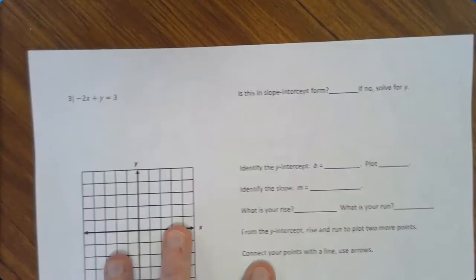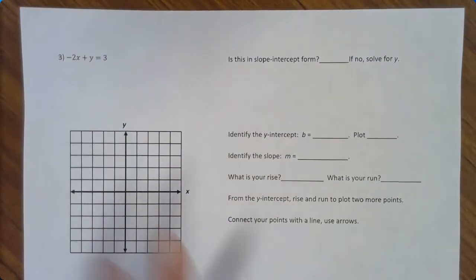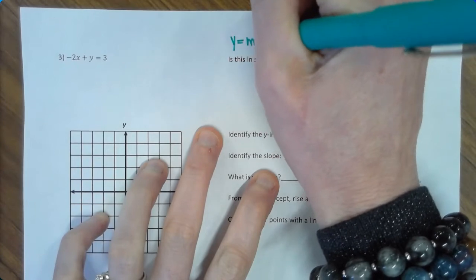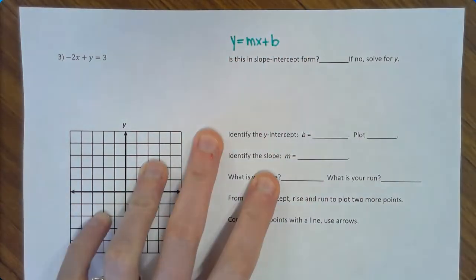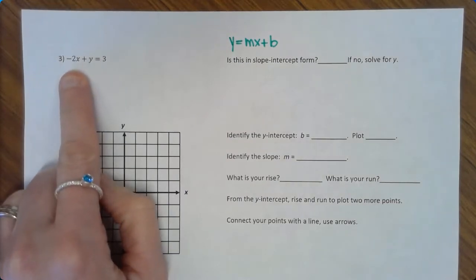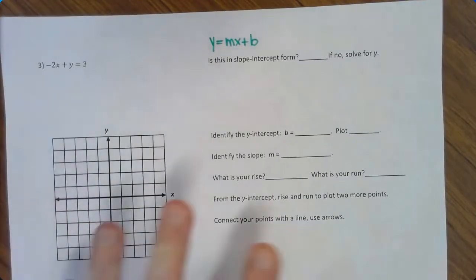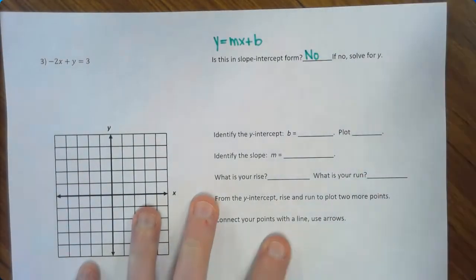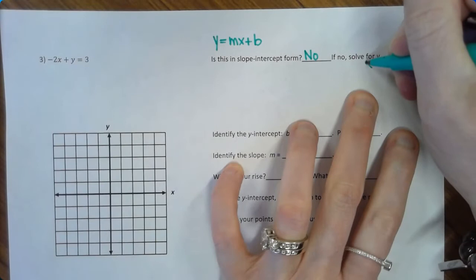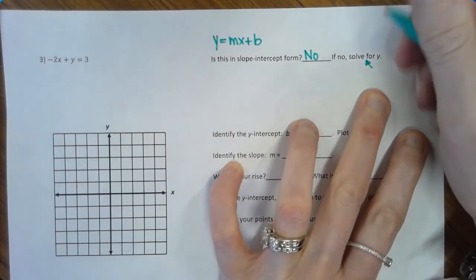Now notice here in my third example that this equation, if I'm thinking about is it in slope-intercept form, I want to know, does it say y equals mx plus b? And when we look at this equation right here, negative 2x plus y equals 3, does it say y equals? No. So since it's not in my slope-intercept form, it does not say y equals. We need to solve for y. And remember, if the directions say solve for y, that means we want to rewrite the equation so y is by itself.